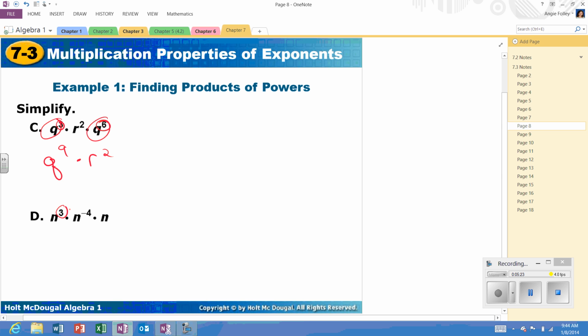In the next one, we've got 3 minus 4, and then it's implied to have a 1 up here, so 3 minus 4 plus 1 is equal to 0. So n to the 0 is actually 1 as long as n is a non-zero, non-negative number.